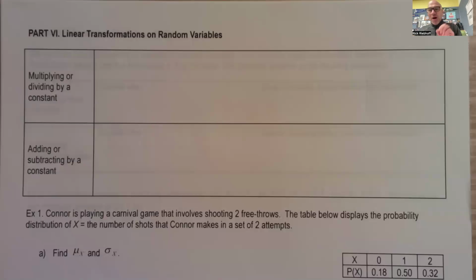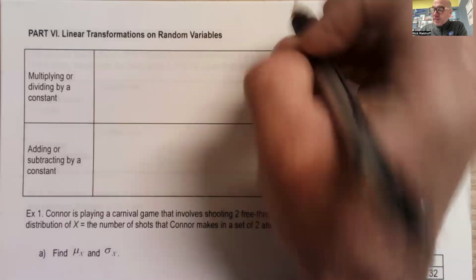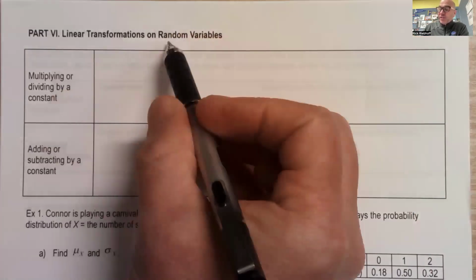All right, people, here we go. Part 6 of our summer intro, I guess, to AP Stats. So let's imagine we're going to do linear transformations on random variables.